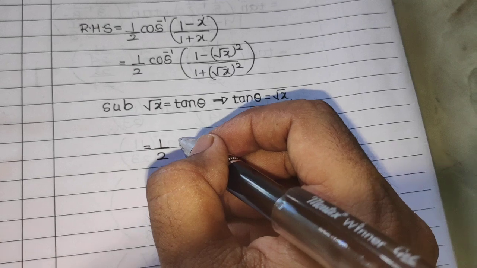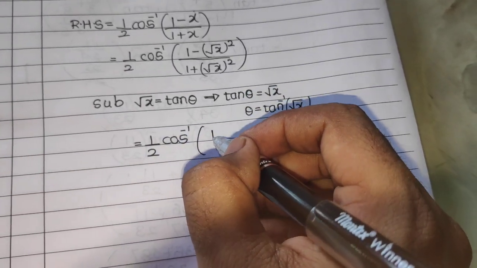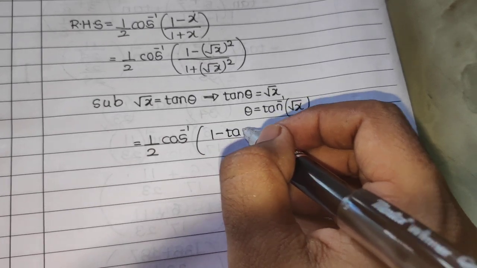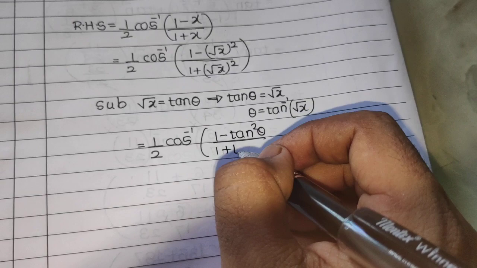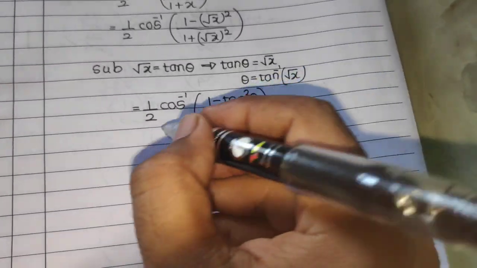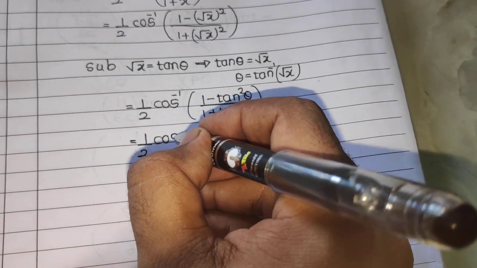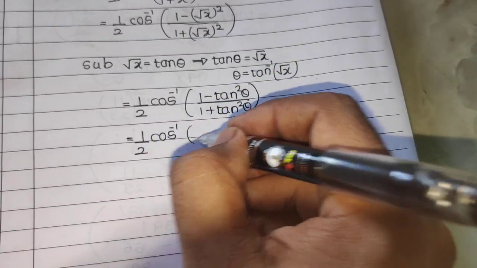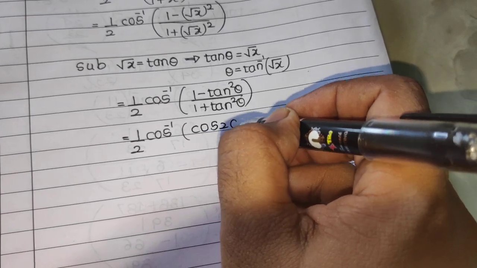Half of cos inverse of 1 minus tan square theta upon 1 plus tan square theta. Therefore half of cos inverse of, yes, this is the formula of cos 2 theta.